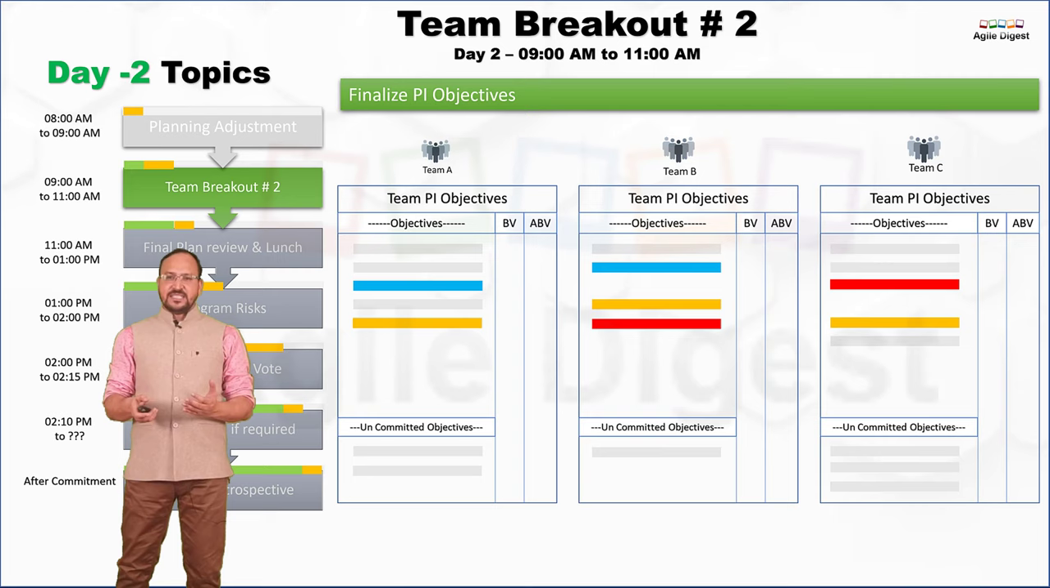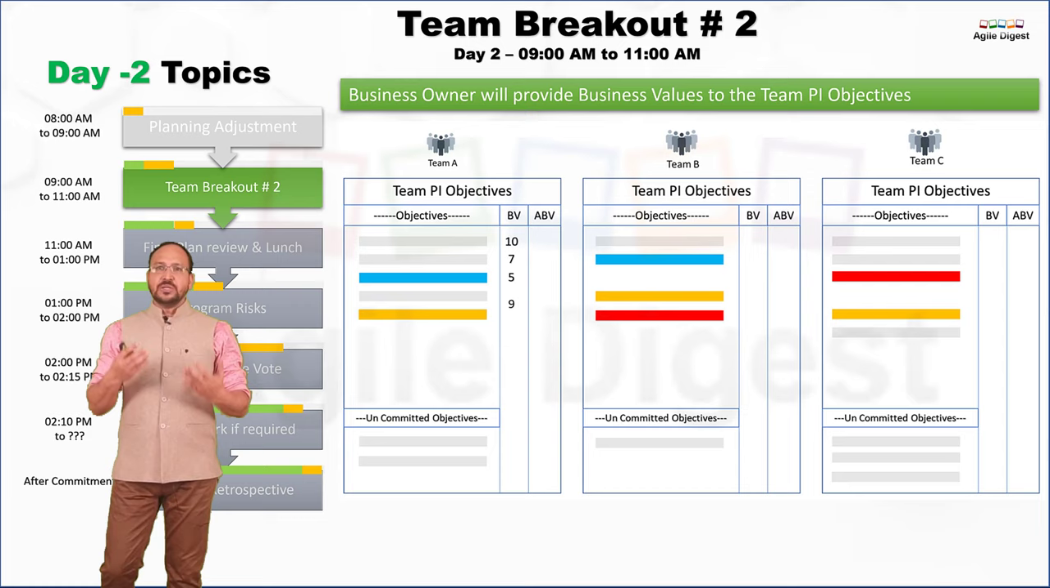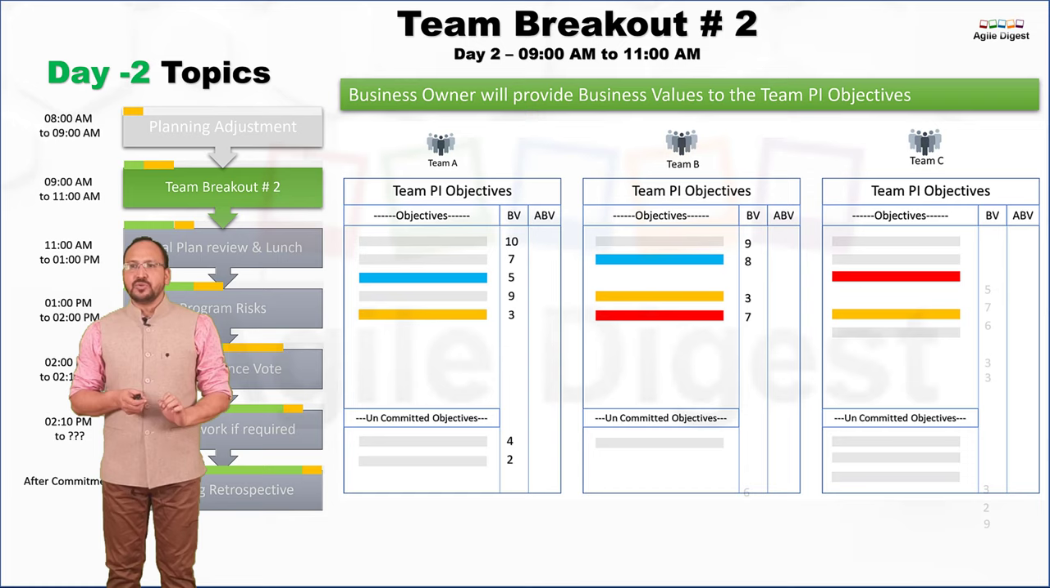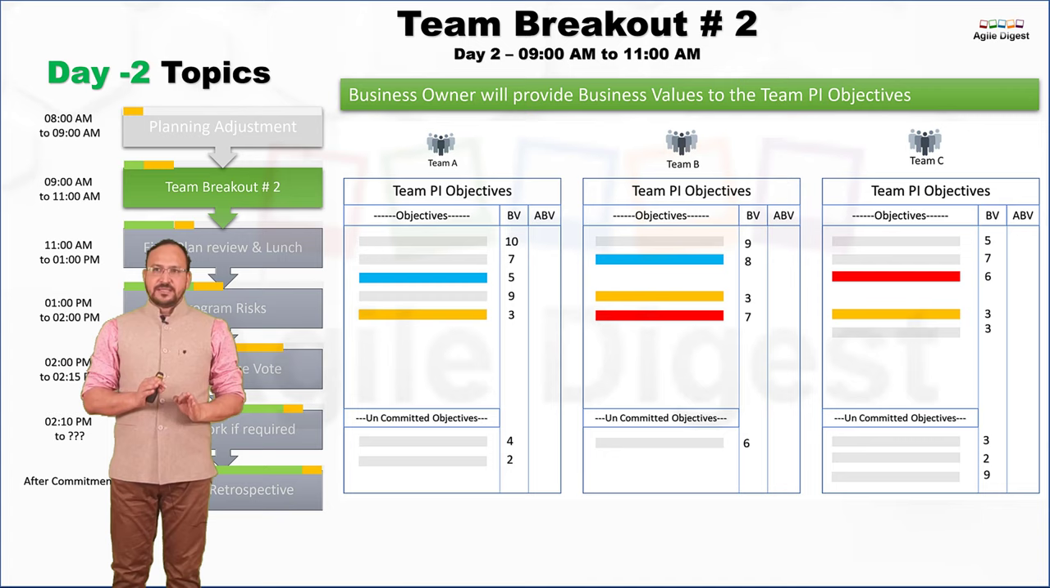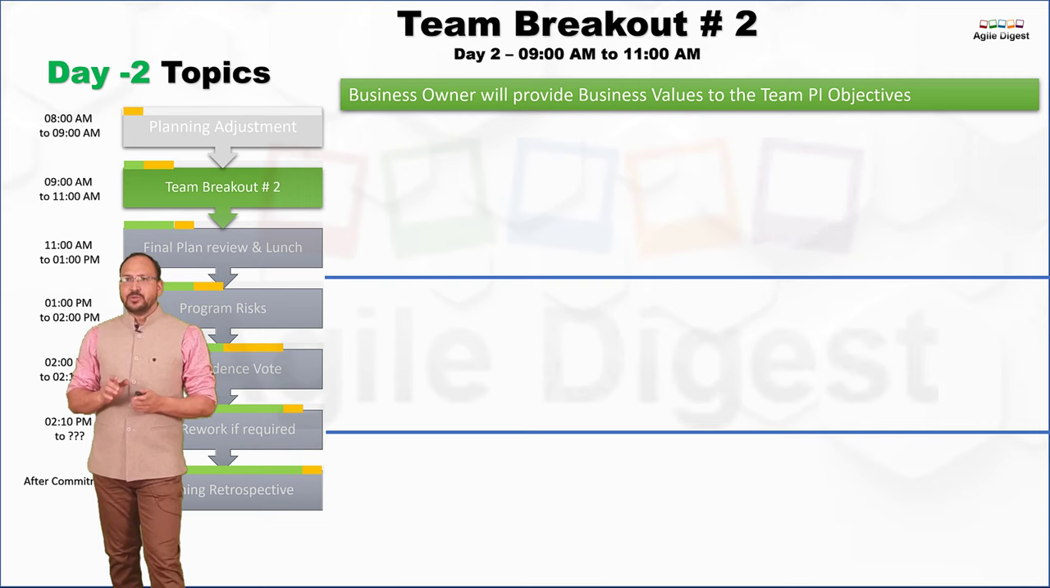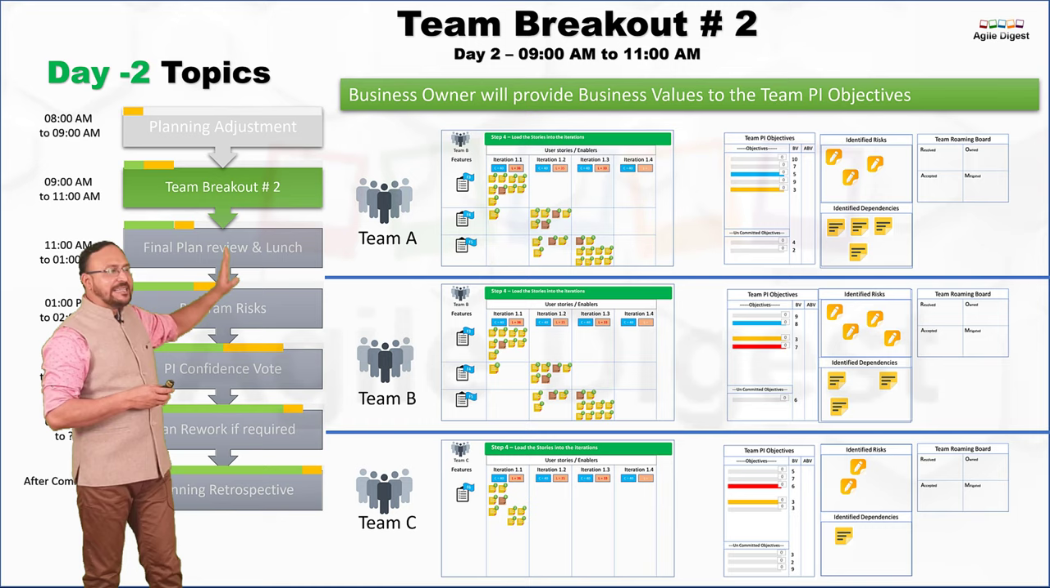When the objectives are there, the business owner will start giving values to each team. The business owner will go to each team's area and start giving business values to all the objectives. Even if they are uncommitted objectives or planned objectives, business values will be given for all of them. Once the business values are given and the adjustment of the objectives is done, it will be updated in all the teams' areas where they have the business value.